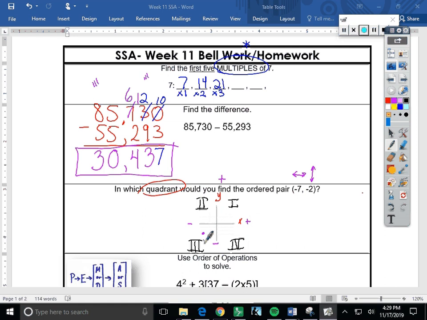You might recognize that we landed in this quadrant with 3 I's. That's also the same as quadrant 3. And I'll use a Roman numeral to answer that. That's usually how we indicate our coordinates, or our quadrants in the coordinate plane.